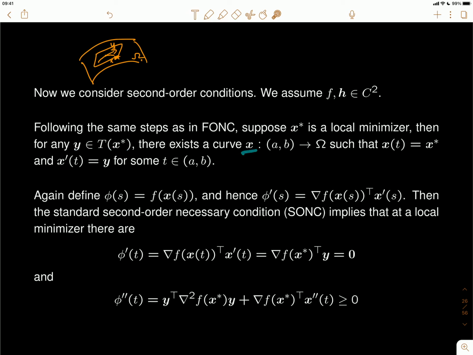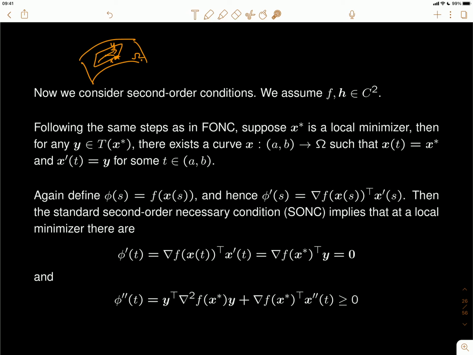Then we know there exists x such that x of t is x star, passing through x star at t, and the derivative of x at t is equal to y. Okay, and then again, let's check the function value. Track the function value along the curve. Remember, the curve is for any s in this interval AB, it will be mapped to x of s, which is on this omega. So we're tracking the function value for different s, so phi of s is just f of x of s. And then the first order derivative is equal to this. We know that this needs to be zero, because when it's at x star, or s equals t, we should reach the local minimum.